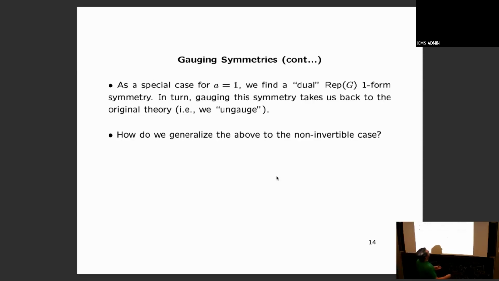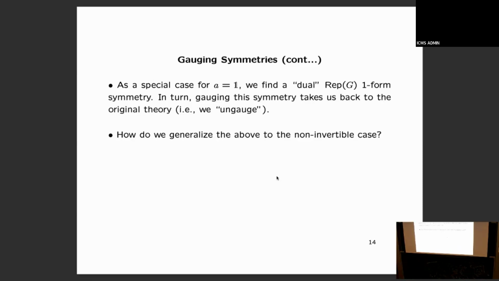And in principle, you can also gauge the Rep G one-form symmetry, which means taking this diagram I've written here and expanding it in all of space-time. So I can imagine taking this slab and thickening it, and then I'll get some network in all of space-time. That means gauging Rep G, and I can go back to the original G symmetry. So one question is, how do we generalize all of this to the non-invertible case? Is this roughly clear? Maybe too hand-wavy, I don't know.